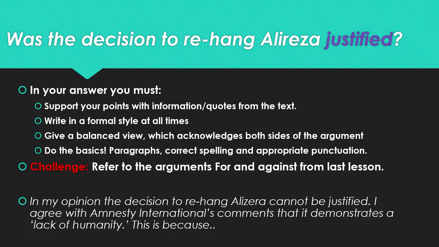There's a sentence starter to get you started at the bottom of the page here. "In my opinion, the decision to rehang Alireza cannot be justified. I agree with Amnesty International's comments that it demonstrates a lack of humanity. This is because..." and then you're off and going. You don't have to use that, but it might help you start your writing piece.